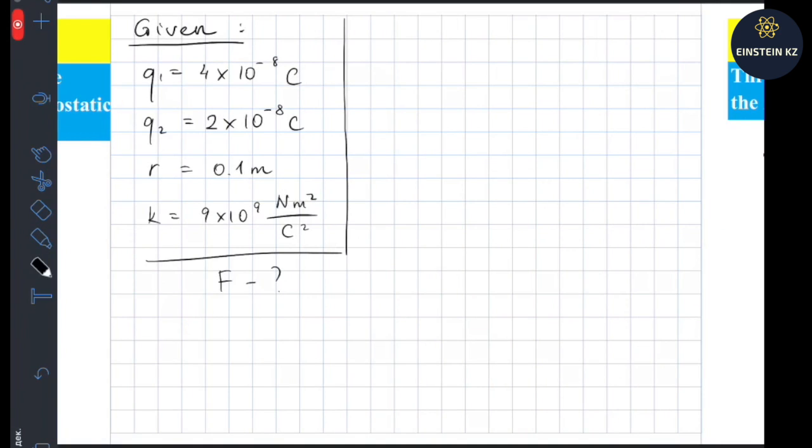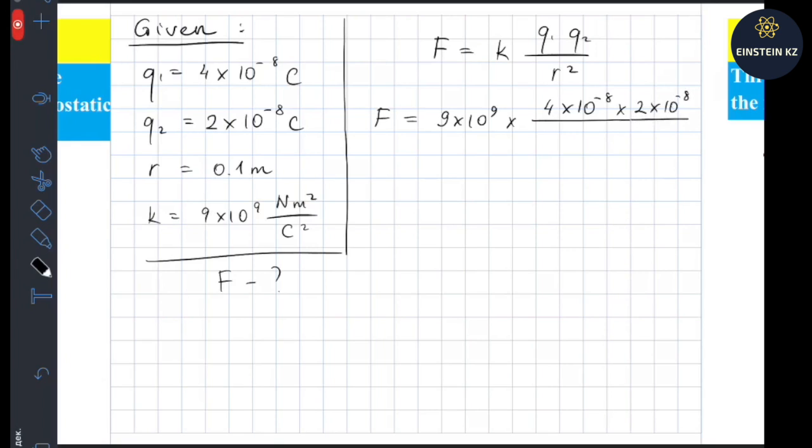So you probably know that the formula that we are gonna use is F equals K times Q1 times Q2 divided by R squared. Here K is equal to 9 times 10 to the power of 9, times Q1, which is equal to 4 times 10 to the power of minus 8, times Q2, which is equal to 2 times 10 to the power of minus 8. R is squared, that's why we have here 0.1 squared. Here the strategy would be to move the numbers such as 9, 4, 2 and 0.1 to one side and the tens to the other side. That will be much easier for you.